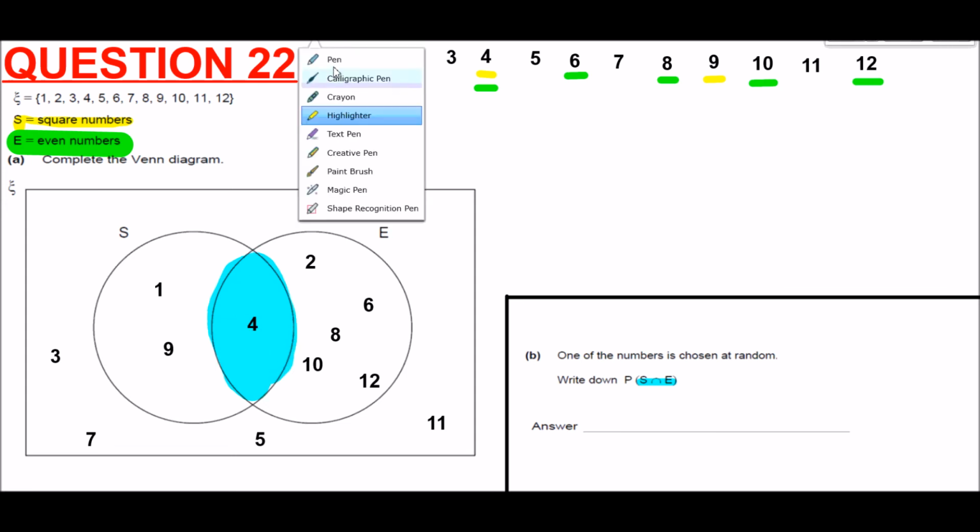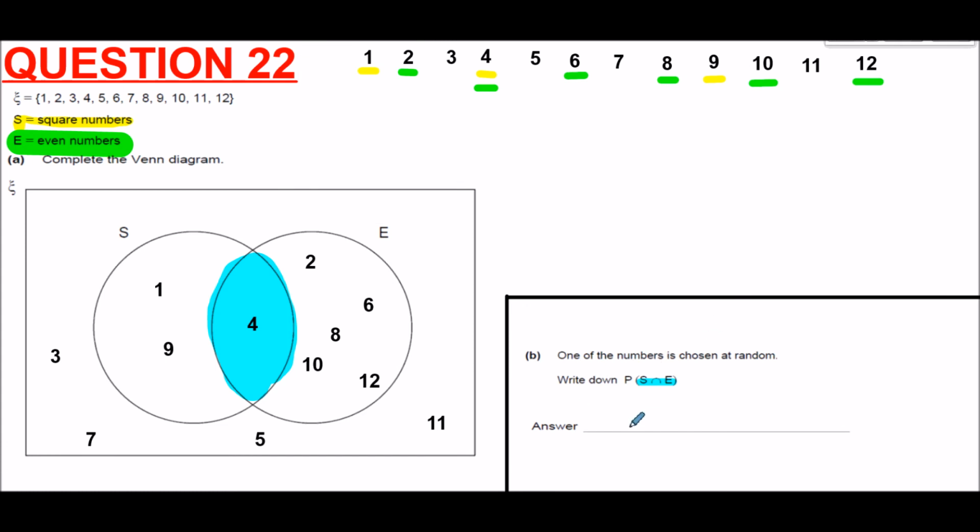So one of the numbers is chosen at random. How many numbers are there? Well, there could have been 12 numbers. How many are in the overlap? There's only the number 4, so there's only one number out of a total of 12 that's in the overlap bit. So the probability would just be 1 over 12.